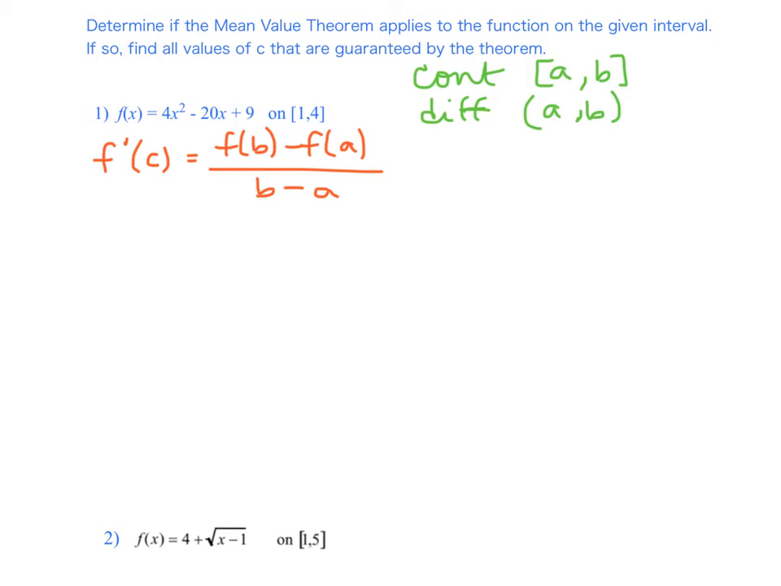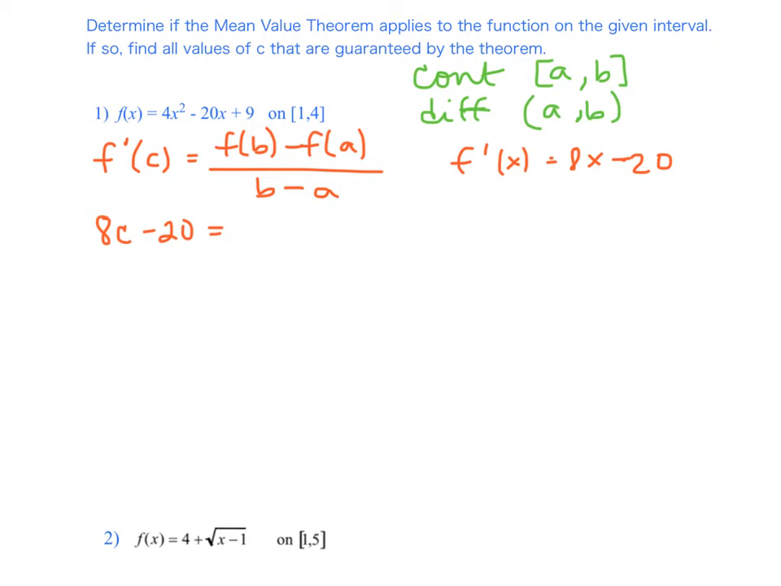So first of all, f prime of C. Well, in order to find f prime of C, I need to first of all take the derivative of f. So f prime of x is equal to 8x minus 20. Okay, so that's the derivative at x. If I want the derivative at c, I'm just replacing my x with a c. So 8c minus 20 is equal to.